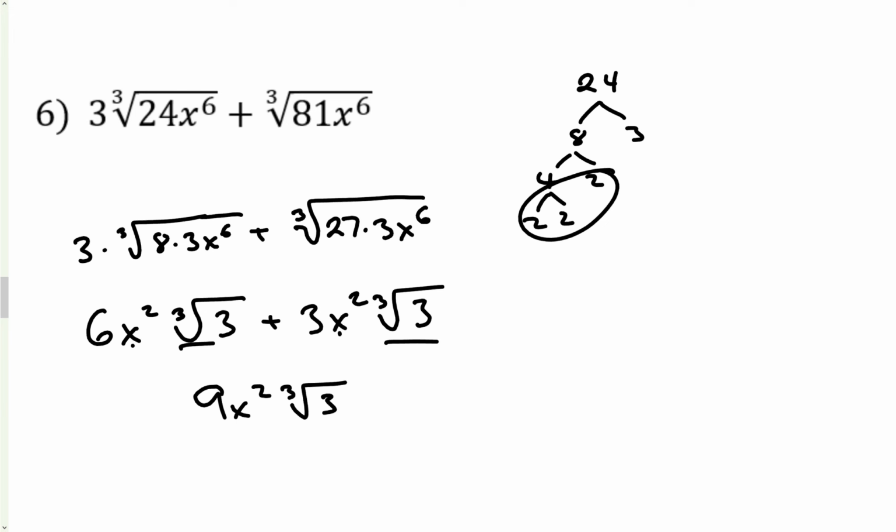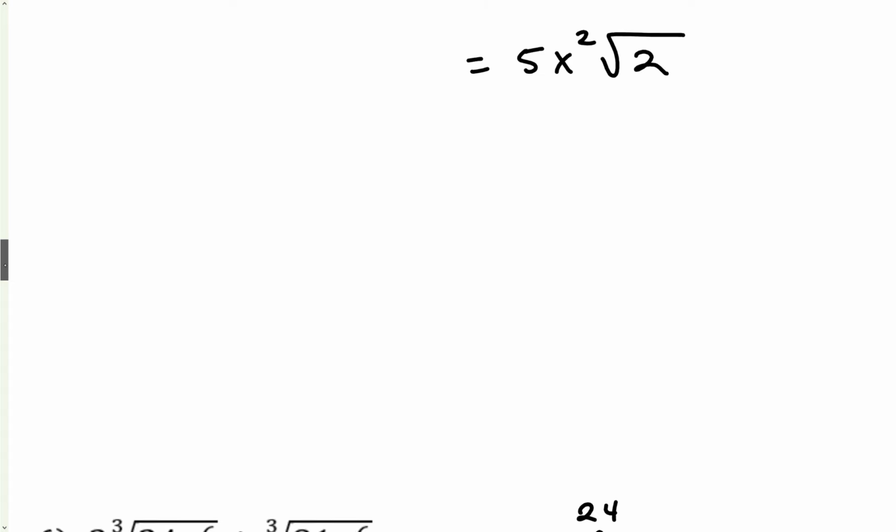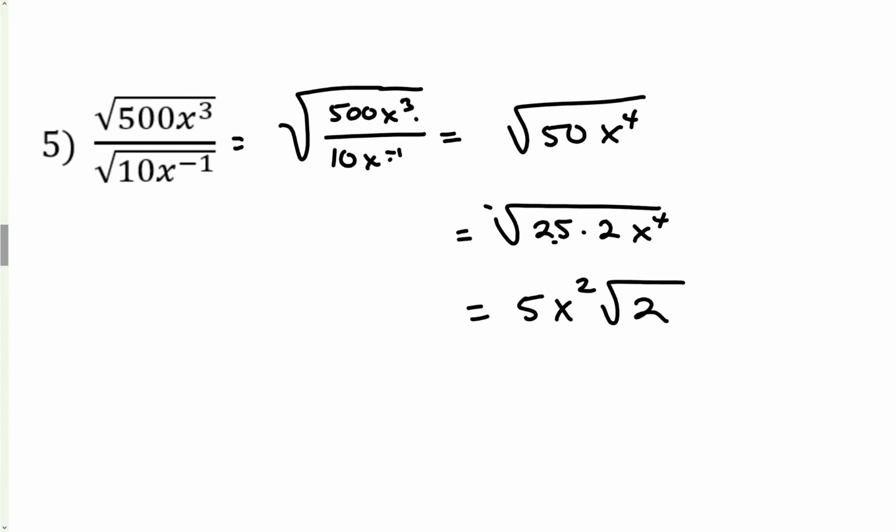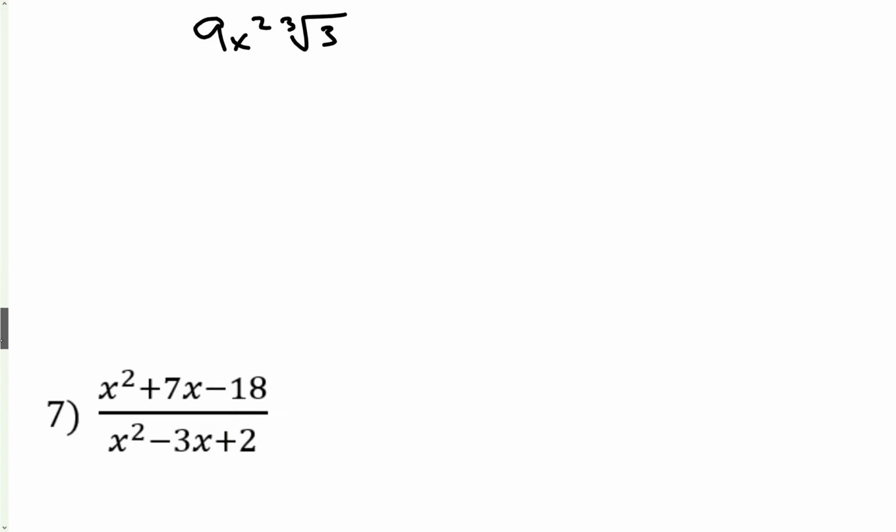And the directions in the beginning said assume all variables represent positive numbers, so I don't need absolute value. But in any case, this is an odd root. I didn't need it anyway. Up here, I used the quotient rule, so I didn't need it anyway.